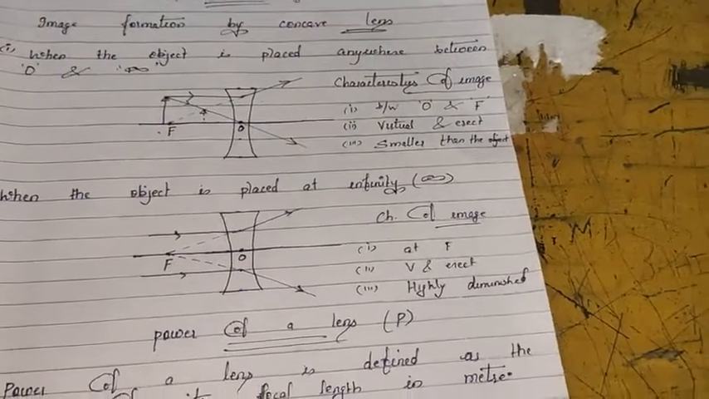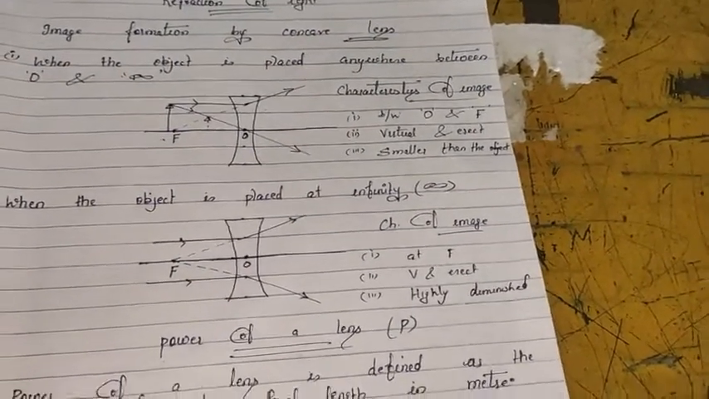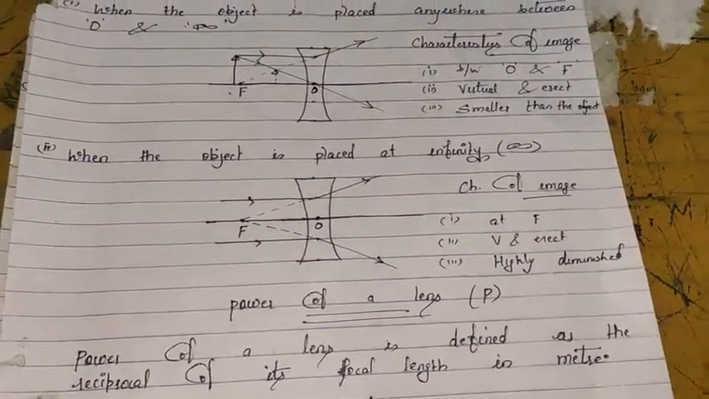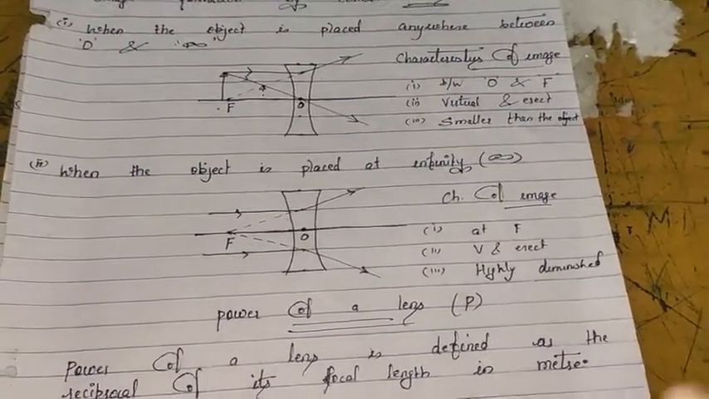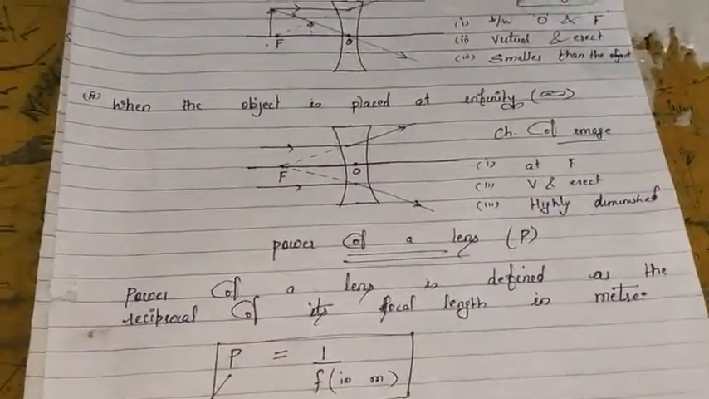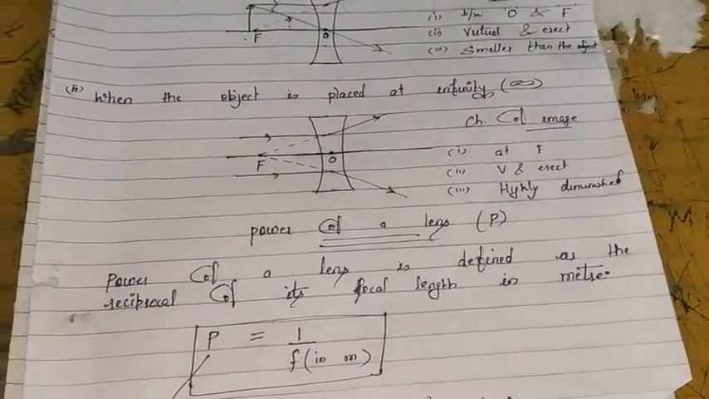That is very point sized. That's why the third characteristic that should be written here is the image is highly diminished. Means very smaller than the object. Very smaller in size. Now we will study about power of a lens.